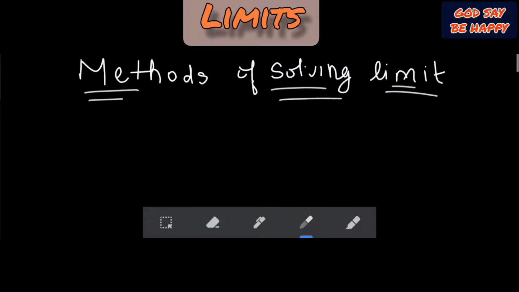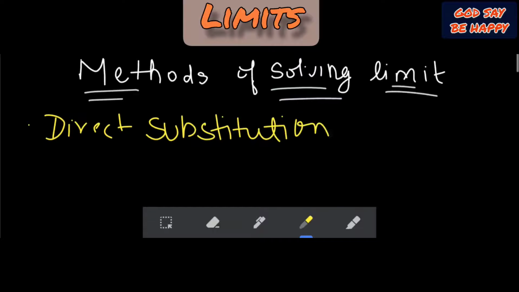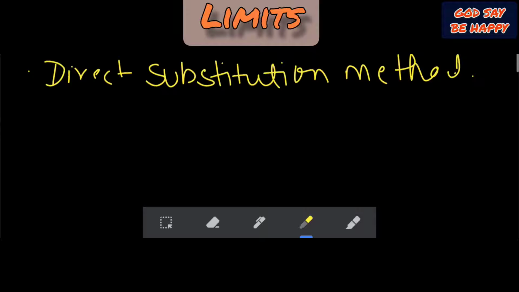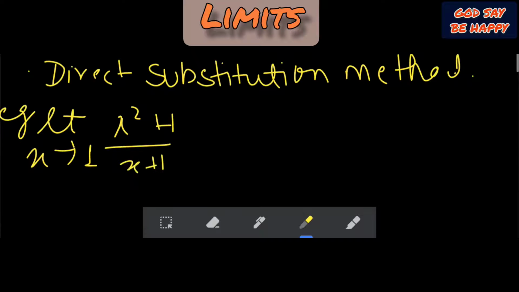Now we will discuss methods of solving limit. हमारे पास we have 4 methods of solving limits. 1, direct substitution method. And its example is like this. For example, we have limit x tending to 1, x square plus 1 upon x plus 1. Here we will directly apply the limit, x is equal to 1, x tends to 1. So 1 square plus 1 upon 1 plus 1, 2 by 2 is equal to 1.